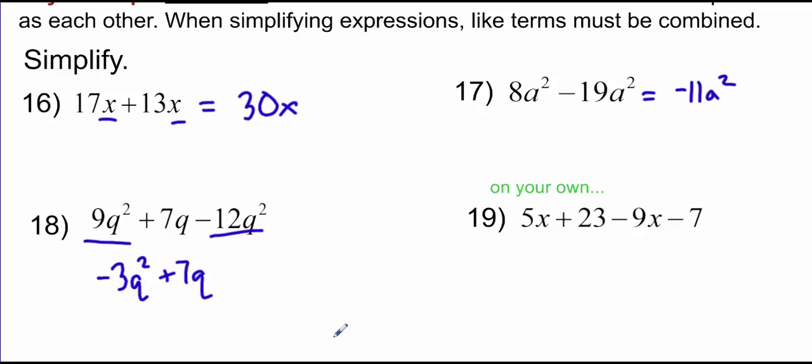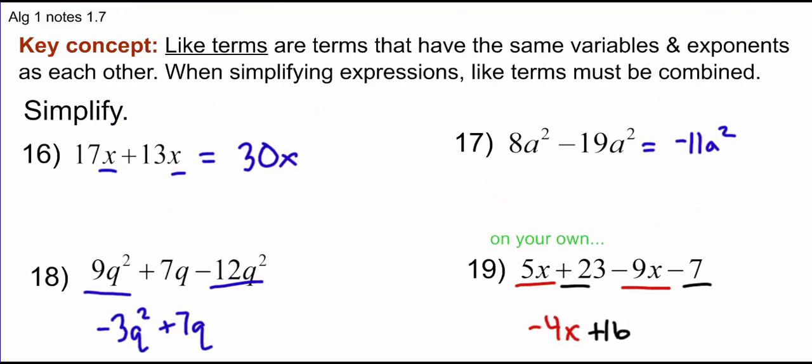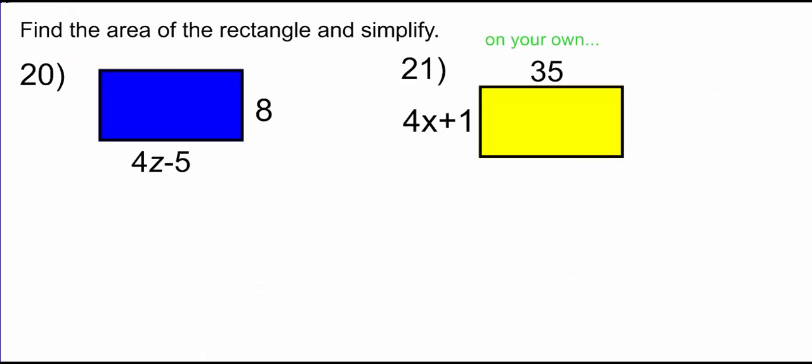All right, why don't you guys pause the video again and do number 19. All right, welcome back. You can see what I've done on number 19. Negative 4x plus 16 is the result. I went ahead and color coded things so you can see the x values added up to this in red, and then in black you had 23 minus 7, which was of course 16. All right, one more slide to go.